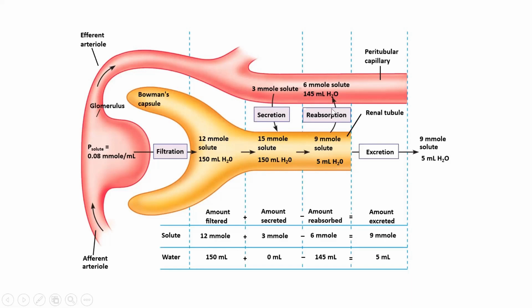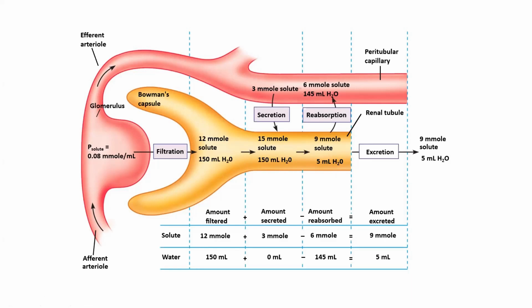If we keep moving, we're going to see that reabsorption takes place. Now, reabsorption is not just solute, but also water. And so we reabsorb 145 milliliters of water, and we also reabsorb 6 millimoles of solute. So at the end of reabsorption, we also see a change in the makeup of our filtrate once again. Now we go from 15 millimoles after secretion to 9 millimoles because we have lost 6 millimoles of solute. And then we go from 150 milliliters of water after secretion to 5 milliliters of water because we have reabsorbed most of that.